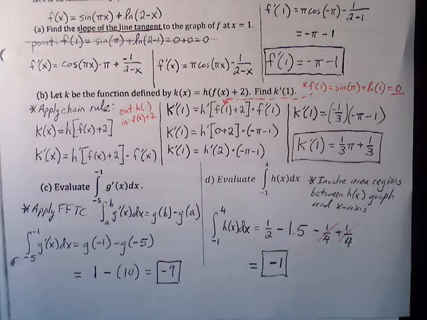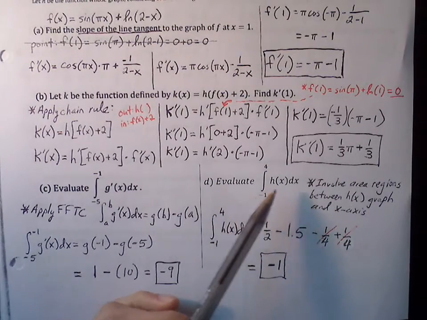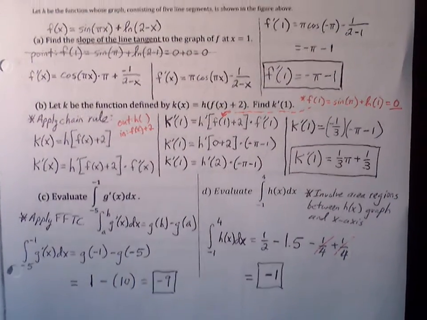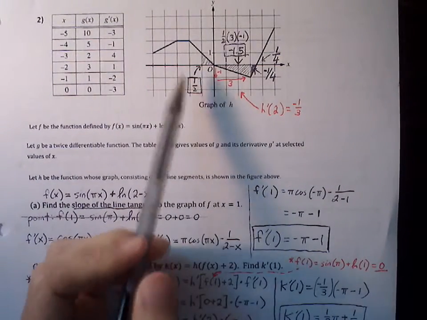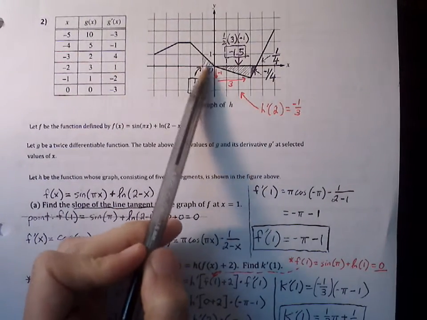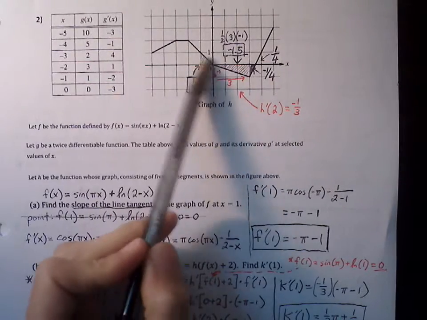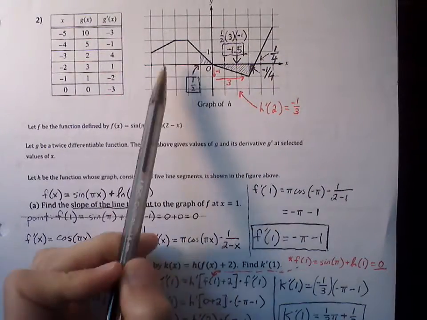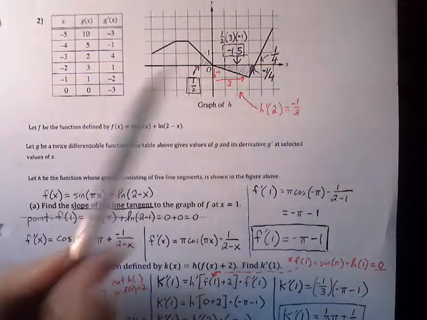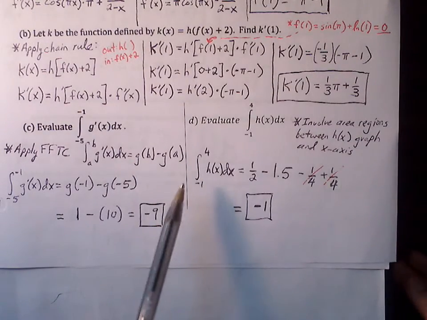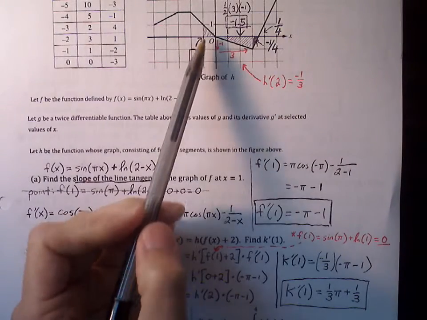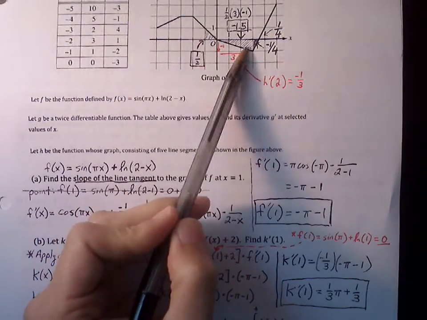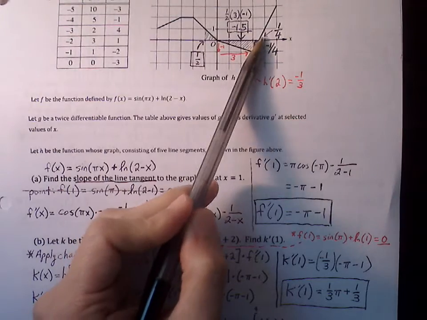Part D, evaluate the definite integral from negative 1 to 4 of h of x. So we have the h graph in front of us, and these are all nice geometric shapes, so we can just find the area between the graph of h and the x-axis and keep track of our positive and negative regions and total them up. So we want to go from negative 1 to 4. So from negative 1 to 4, we have this triangle region, and these two triangles here.